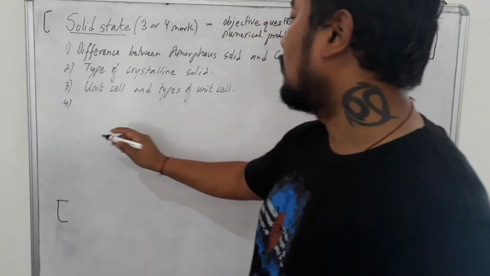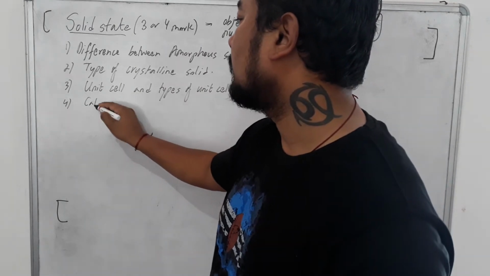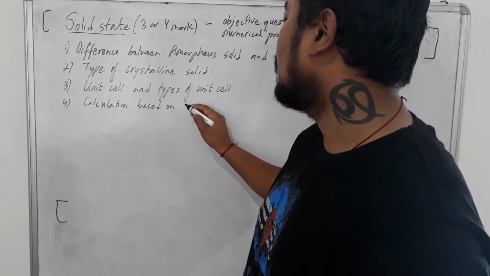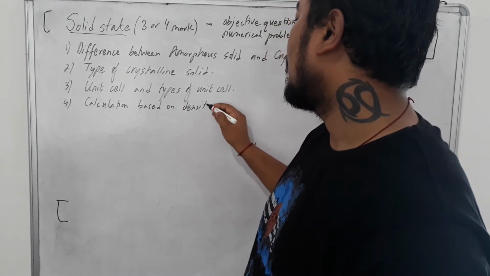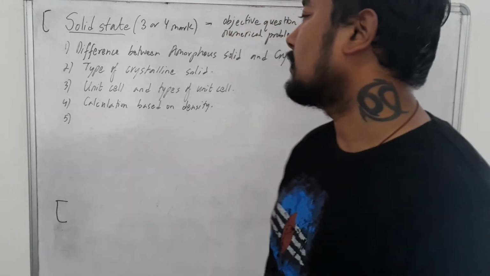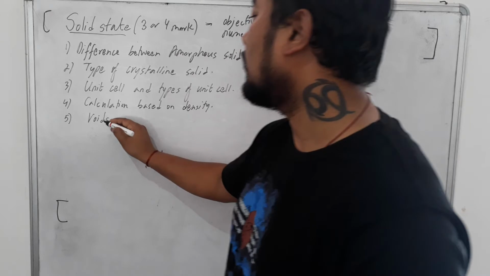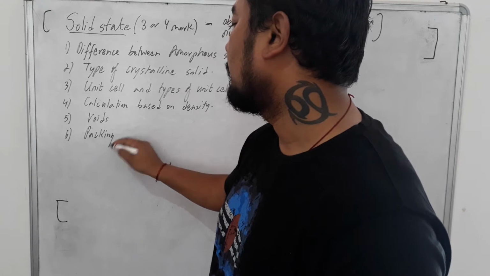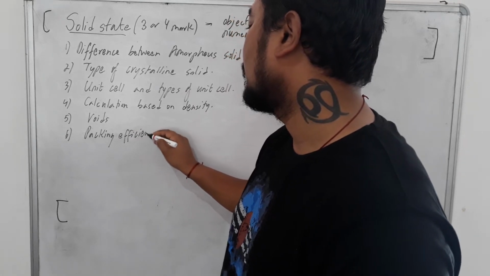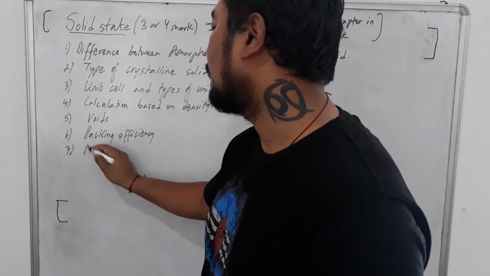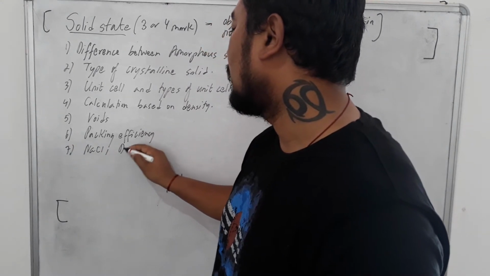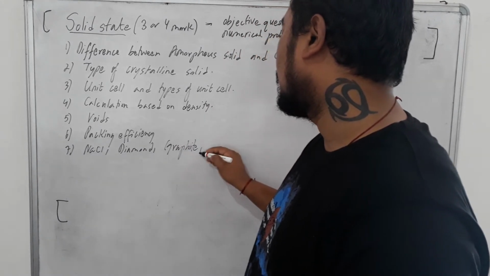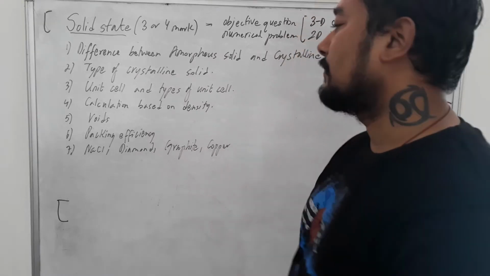Then you need to learn calculations based on density. After calculations based on density, you need to learn about voids. Then you need to learn about packing efficiency. Then you need to describe the structures of compounds like NaCl, diamond, graphite, copper, etc. You need to describe the structure of these 4.